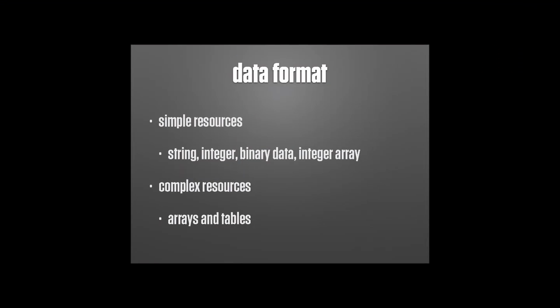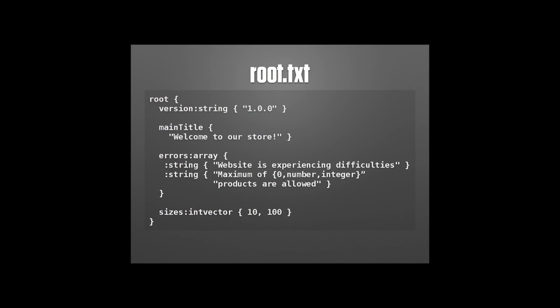And the data format for how you construct these bundles, it's just text. You make text files basically, and you can have simple resources, which are things like strings, integers, binary data if you want to embed images in there, or integer arrays. And complex resources are basically arrays and maps, arrays and tables. So let's say we want to build up a simple resource bundle. So we'll start with the root one, where the unlocalized ones are. And I'm grossly simplifying here, but let's say we have this root.txt file. This is the name of our locale.